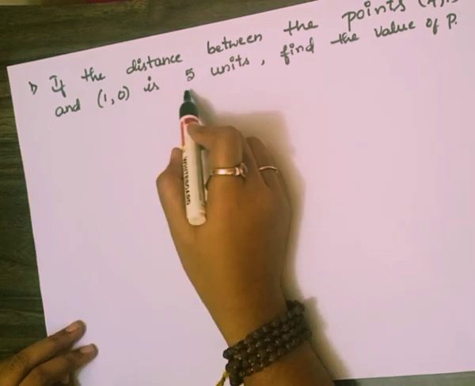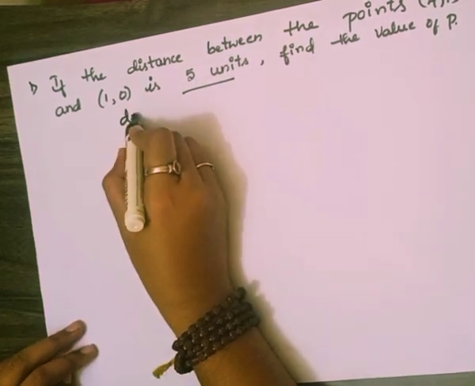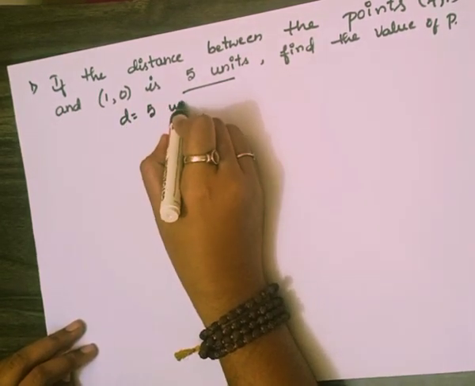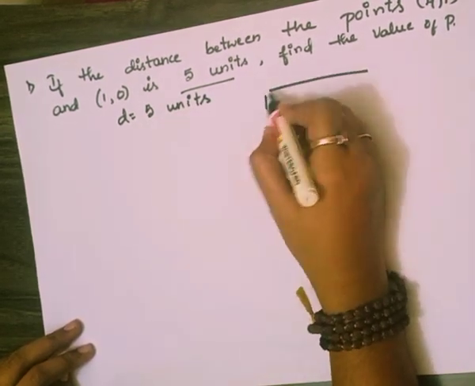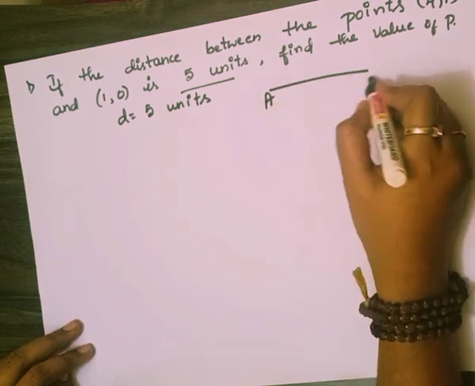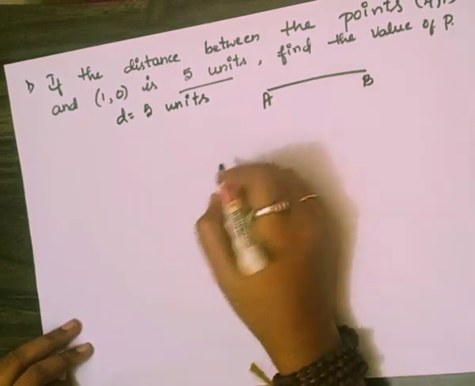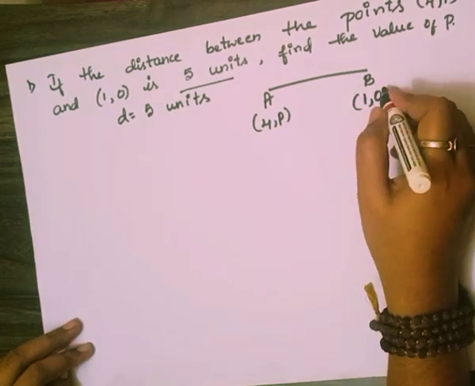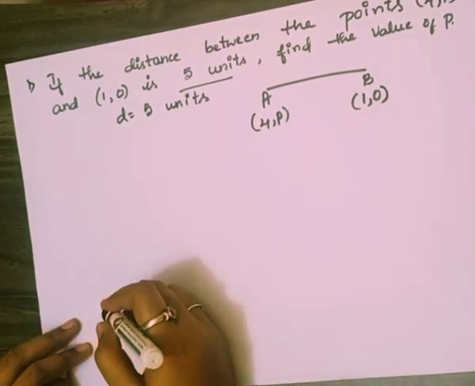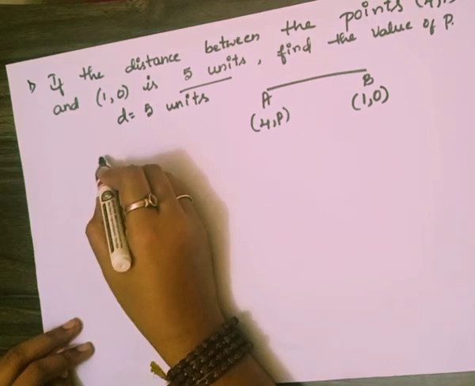So they already gave a distance, how much? 5 units. You need to write D is equal to 5 units. And they gave 2 points. I will take the first one as A and the second one as B. The A point they gave is (4, P) and the B point they gave is (1, 0). Now we'll go with the distance formula.